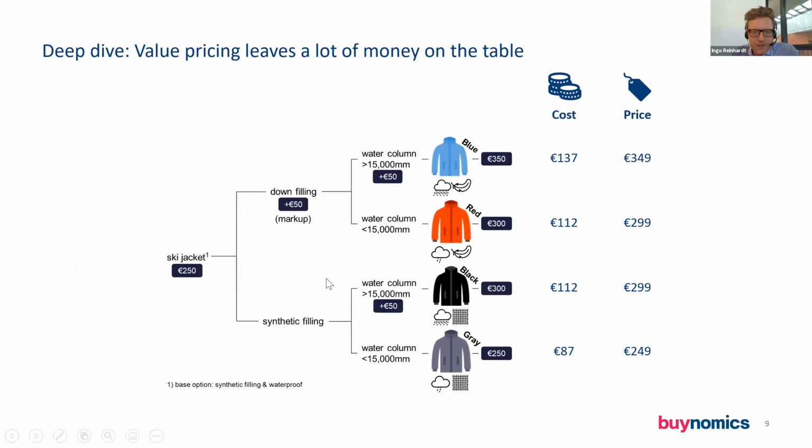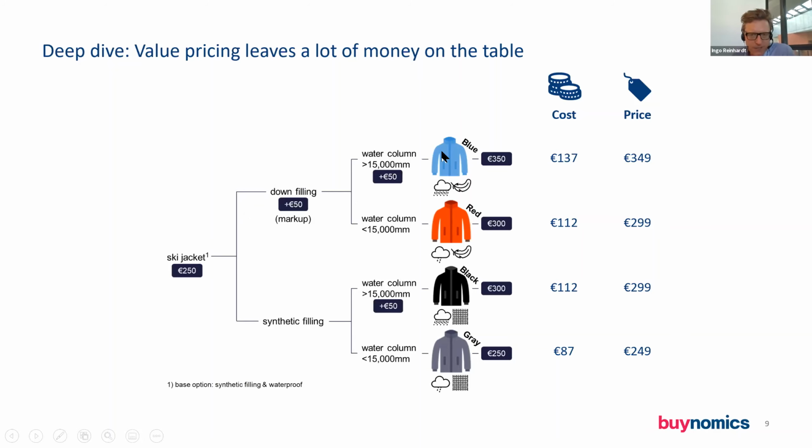You have the filling, synthetic filling, and down filling. Down filling is valued more by the customer. And then you have the water column, so how water resistant the jacket is. And if it's more water resistant, it also has a higher value to the customers. So in both cases, the markup would be 50 in this case. And using this logic, I think it's very straightforward to define the price structure of this portfolio of 4 jackets.